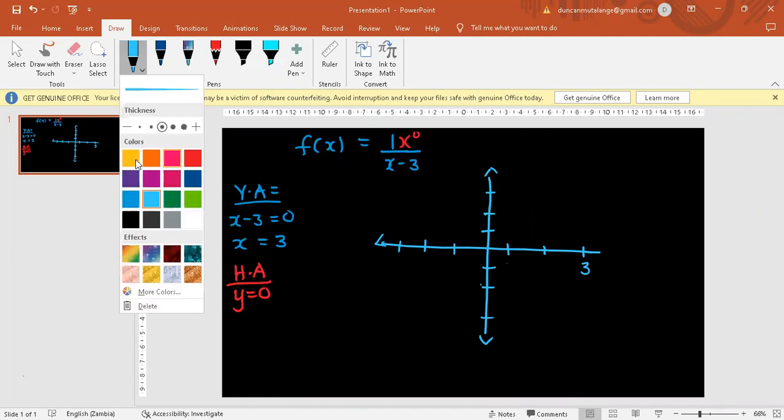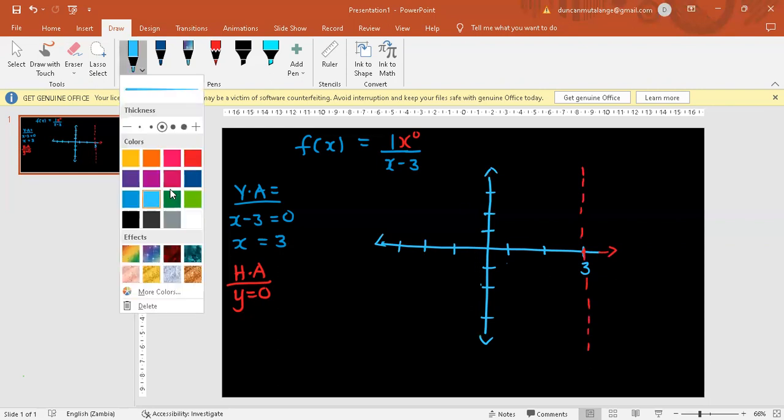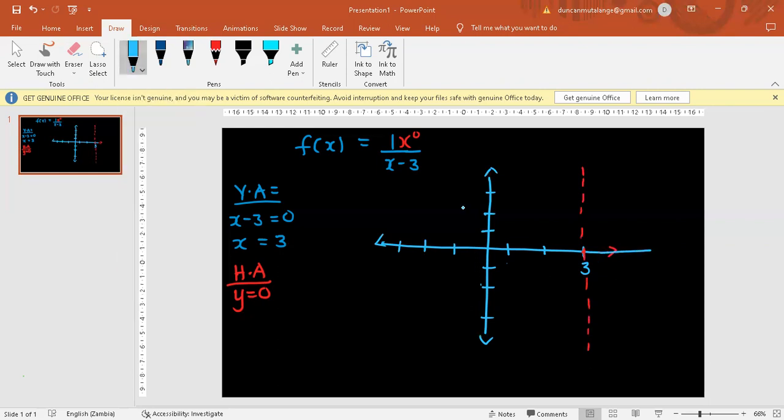To put this down, we need to get our values. So x equal to 3 is our vertical asymptote. So we go to x equal to 3. I can extend this. x equal to 3 is here, isn't it? So we're going to pass a line here on 3. This is our vertical asymptote. Please get a ruler. It should be a straight line, okay? Let me just extend it a bit.